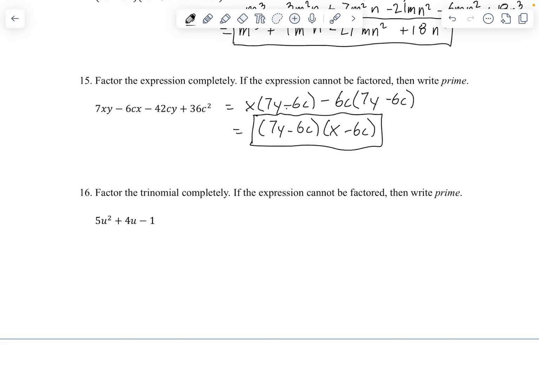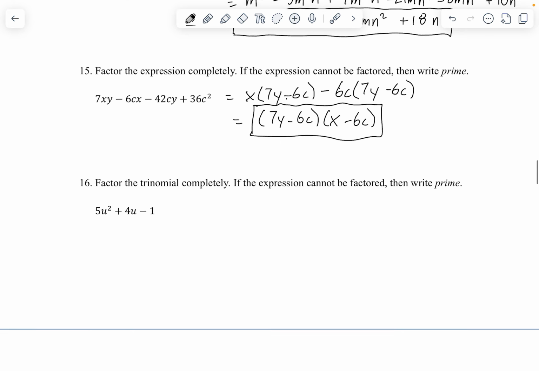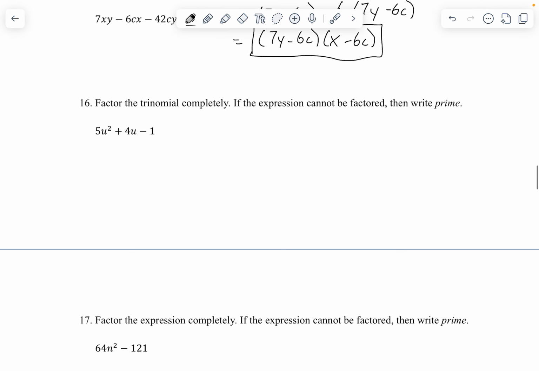Okay. 16. Factor the trinomial completely. If the expression cannot be factored, then write prime. So factoring this, we begin by taking the coefficient of the u squared term, and I multiply that by the constant term. So 5 times negative 1 equals negative 5. Then I identify two numbers that multiply to equal negative 5, but add to equal 4. Those two numbers could be 5 and negative 1.